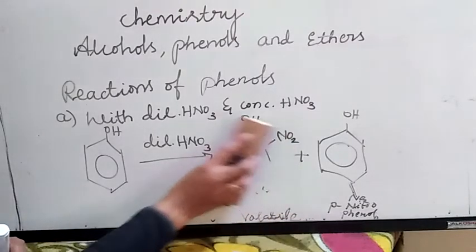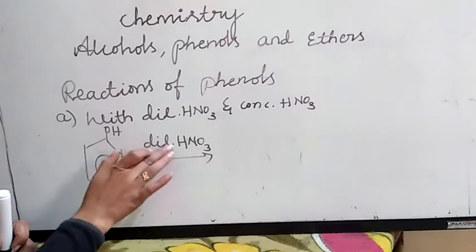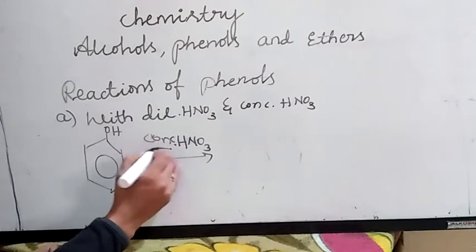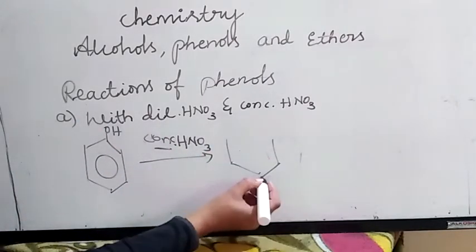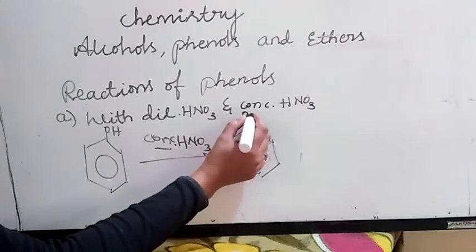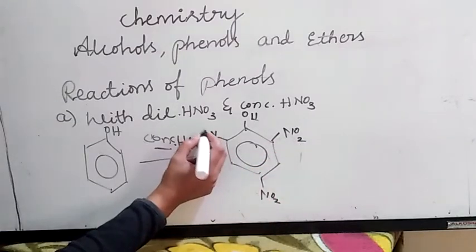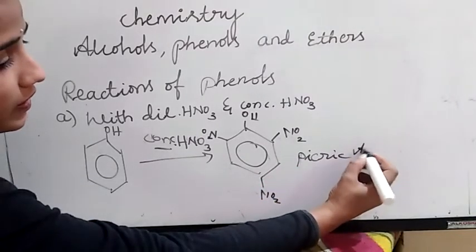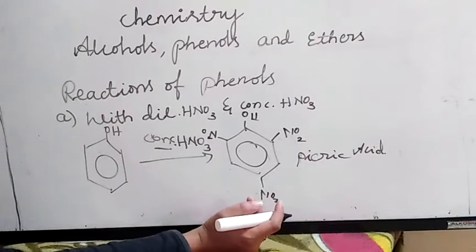When phenol reacts with concentrated HNO3, keep in mind that we get two products when we treat with dilute HNO3. When we treat with concentrated HNO3, we directly get 2,4,6 trinitrophenol as a product. This is a very repeated 1 mark question. This is picric acid, the common name. The yield is less in this reaction, while the yield is more when treated with dilute HNO3.